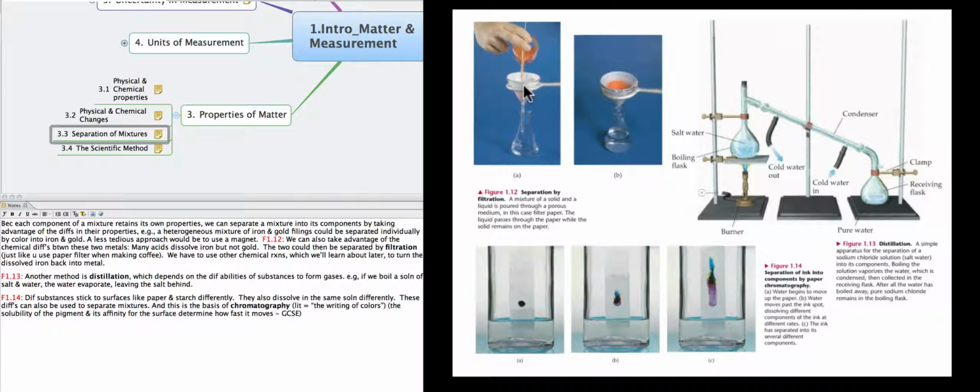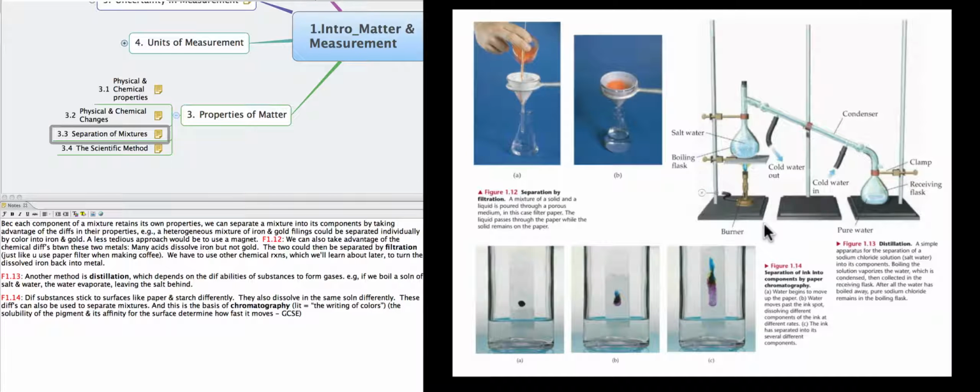It's very much like when you make coffee, you use a paper filter, and the liquid passes through the paper while leaving behind the solid. And in the case of gold and iron, the undissolved gold will be left behind. We have to use some other chemical reactions, which we will learn later, to recover the dissolved iron.